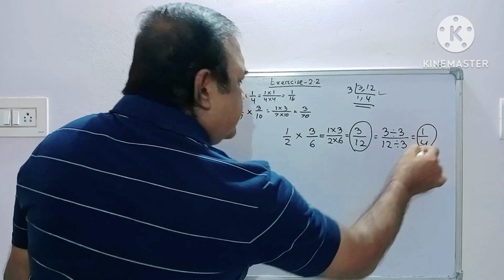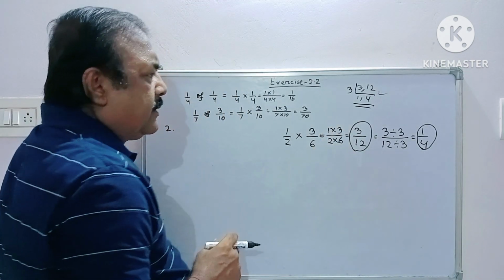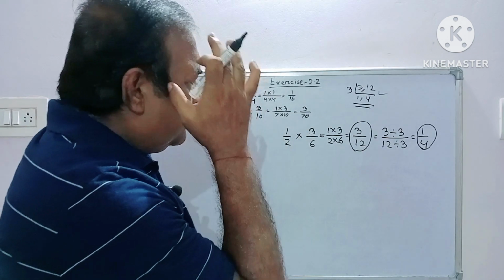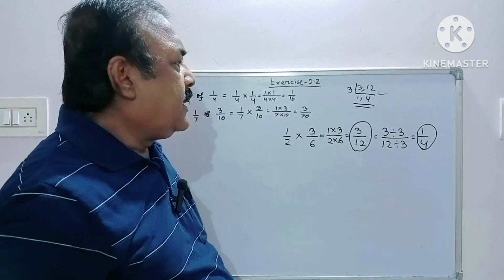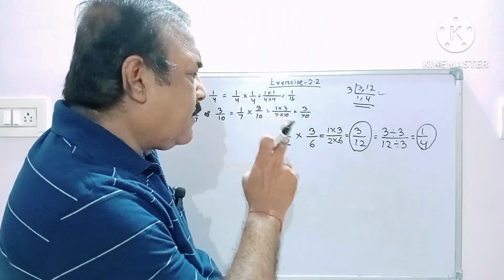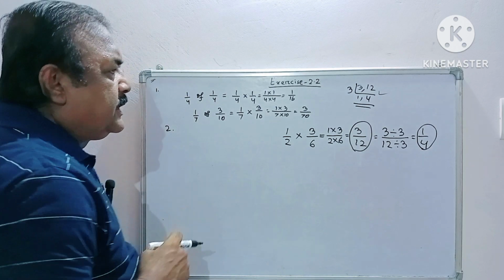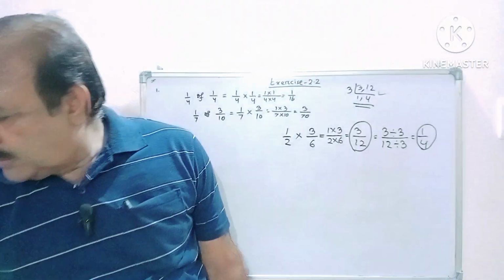This is the lowest form. Between 1 and 4, they have the common factor only 1. Other than 1, there is no common factor for both 1 and 4. So, this is the fraction in lowest form. Just we will work out.